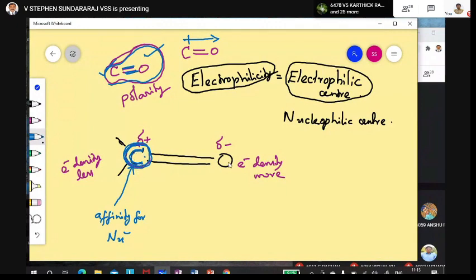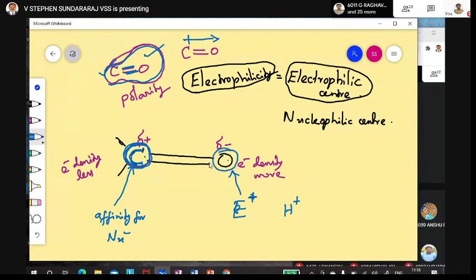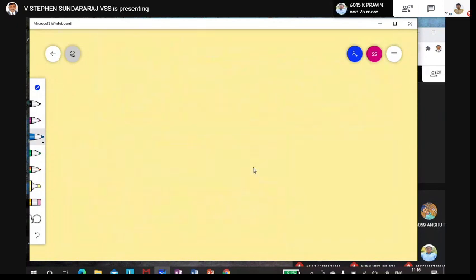Similarly, here an electrophile will be attracted. Mostly it will be H+, or some other electrophile. In many reactions it will be H+, because an acid medium will be provided. So E+ electrophile will attack here. This center is called the electrophilic center. The oxygen having that property of being attacked by E+ is called electrophilicity. All of you must be thorough in what electrophilicity, electrophilic center, nucleophilicity, and nucleophilic center are.